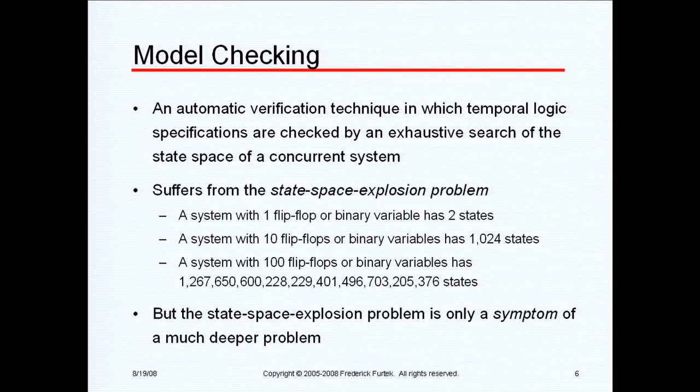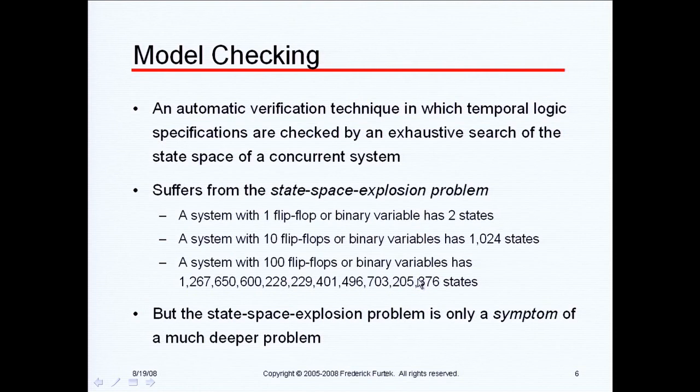The fundamental problem of model checking is it must address the state space explosion problem. And to give you an idea of how significant that problem is, a system with one flip-flop or binary variable has two states. A system with 10 flip-flops or binary variables has 1024 states. And a system with 100 flip-flops or binary variables has this ridiculously large number of states.